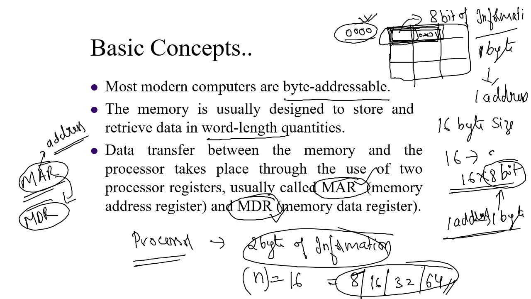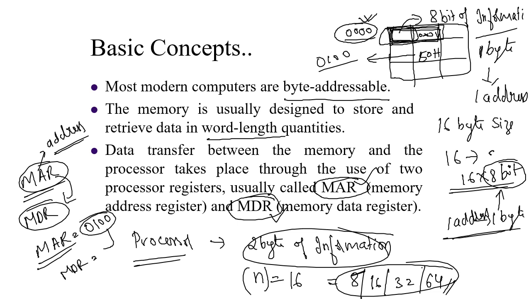For example, if I take 50H here, and I take the address as 0100, I randomly take that. Now if I want to access the data 50H from this memory location, the processor will load MAR with the value 0100, and as soon as MAR is loaded with this value, the 50H gets reflected in the MDR register. So MAR and MDR behave as a bridge between the internal and the external bus.